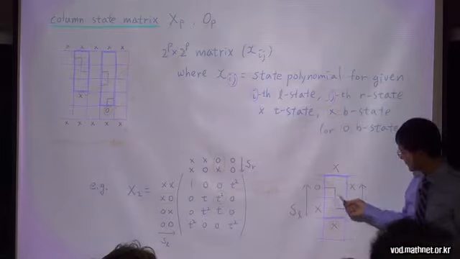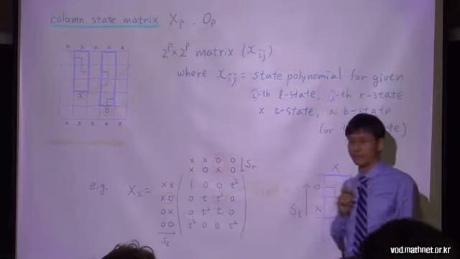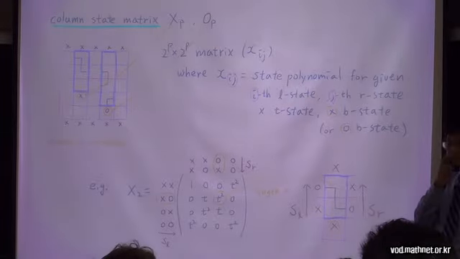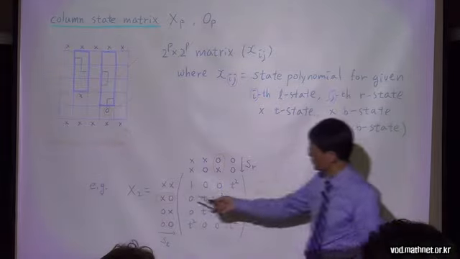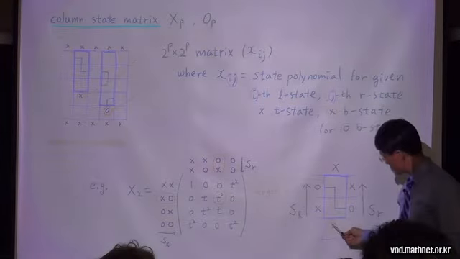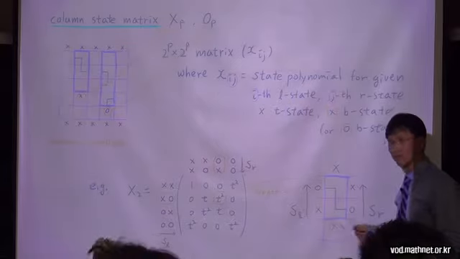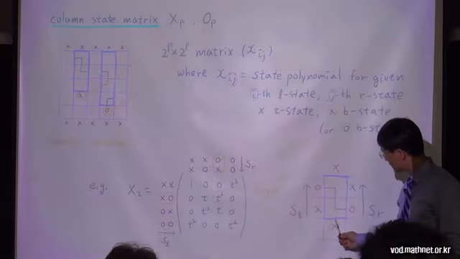And this one has length 2, so we put T squared. If you find O2, then we have to put O here. Then the arc must start here, right?